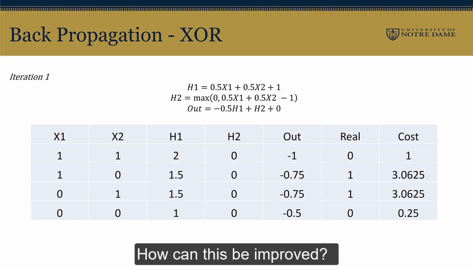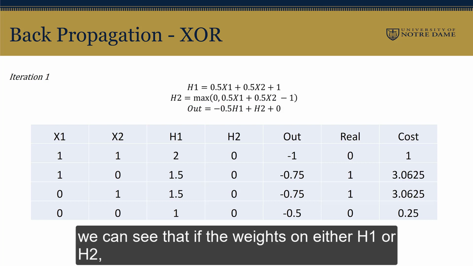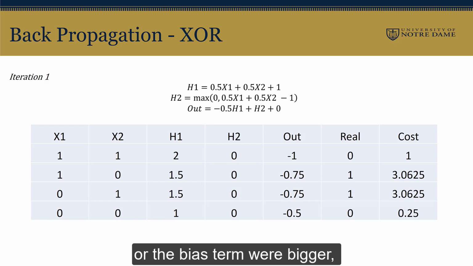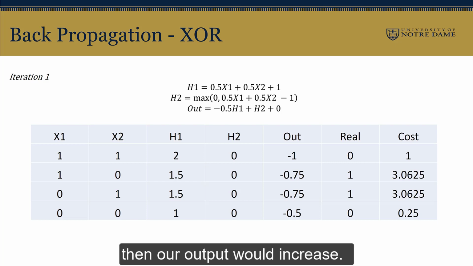How can this be improved? Looking at the equation we used to find the final output, we can see that if the weights on either H1 or H2 or the bias term were bigger, meaning smaller negatives or larger positives, then our output would increase.